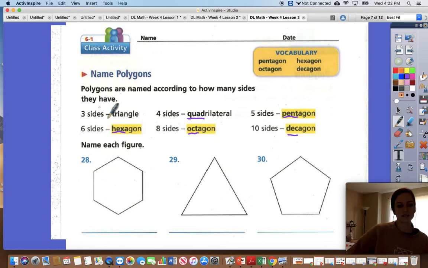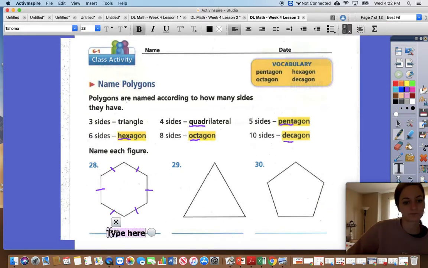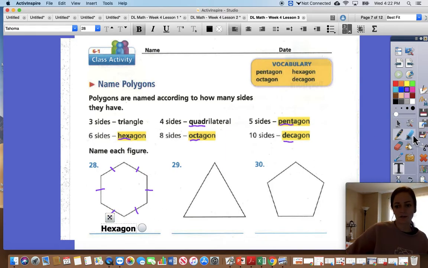Which one of these definitions goes with this shape? Well, you have to count the sides, right? 1, 2, 3, 4, 5, 6. It has 6 sides, so what is the definition of this one? It's a hexagon. See, it has 6 sides, so it's a hexagon. Okay, let's look at our next one. We got to count how many sides it has.